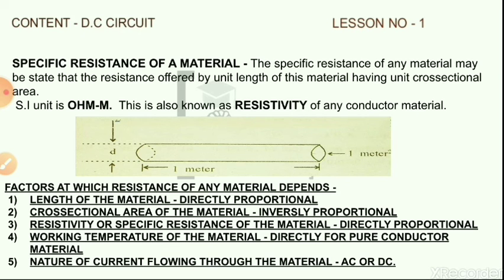And the fifth and last factor is the nature of current flowing through the material. If AC current flows through the material, then the amount of resistance will be different from when DC current flows through the same material. So here we can say the nature of current will always determine how much resistance of this conductor material will be encountered.